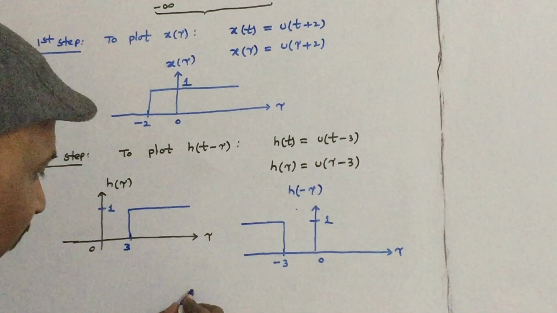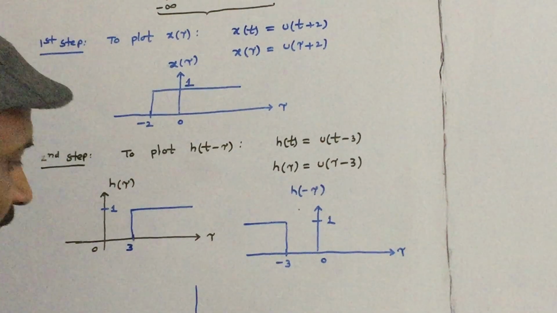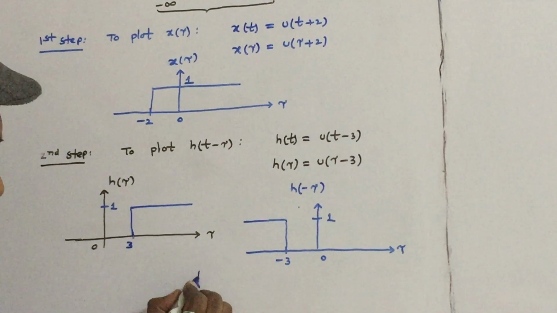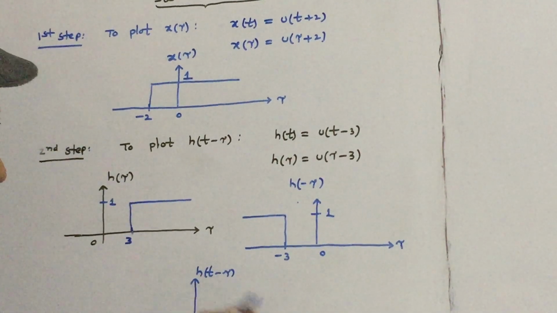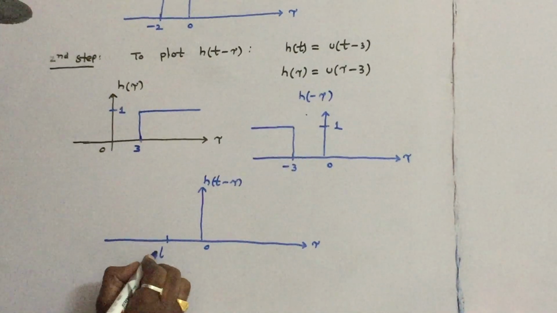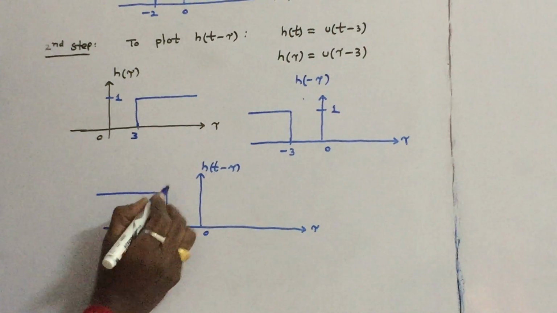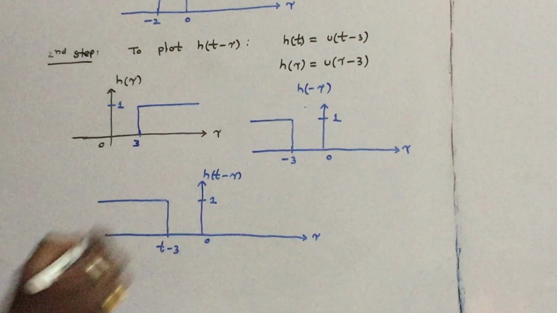Therefore, finally, we need h of t minus tau versus tau. Adding t to the scale, it will become t minus 3 towards the left side with amplitude 1.